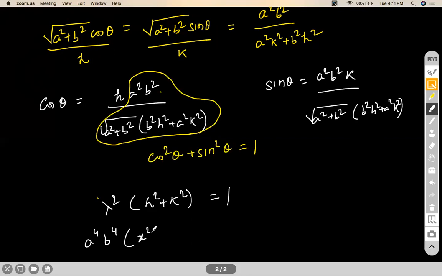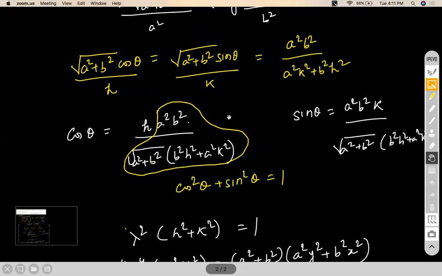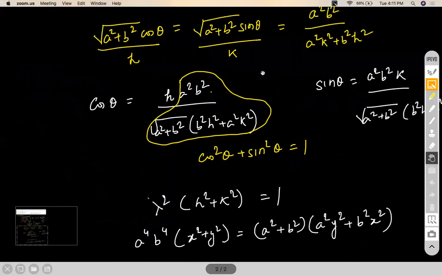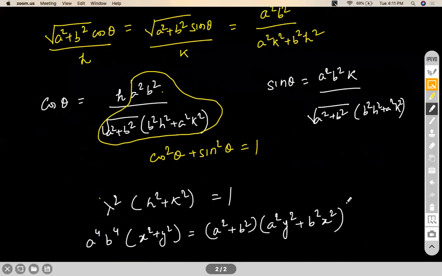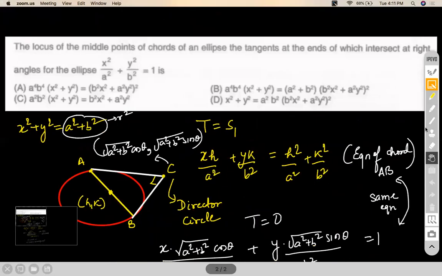This is nothing but x square plus y square. And on the other side, you will have a square plus b square. And you can call this back to x and y. Okay. So whichever option says it, that option would be the correct option. And I think that clearly matches with, oh, by the way, there's a square here also. I'm so sorry. Yeah. So that clearly matches with option number B.